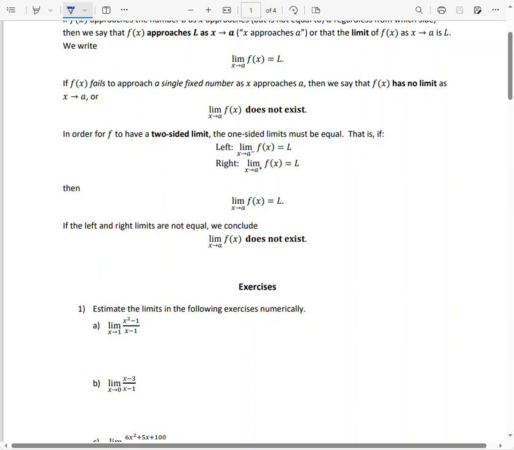Let's see if I can do it here. Here's our limit that we want to find. The limit as x approaches 1 of x squared minus 1 over x minus 1. And it says to do this numerically. So let's look at this numerically.